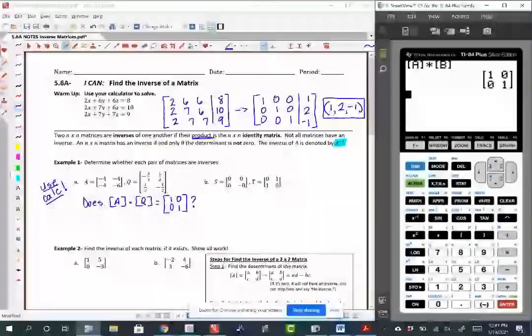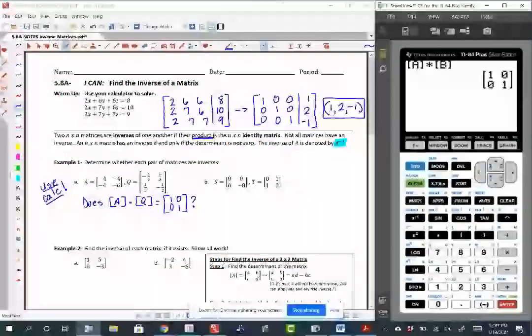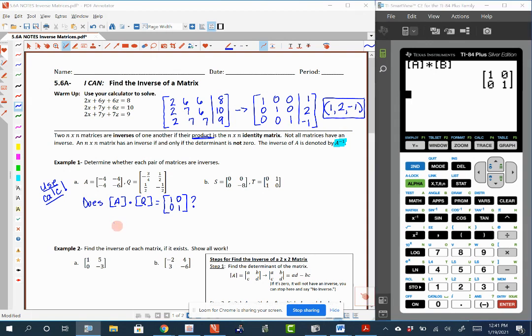So when I multiply these two matrices together, if I get the identity matrix, then yes, these are inverses. So that's what the question was asking us, is determine whether each pair of matrices are inverses. So my answer here is yes. When we multiplied them together, and we used our calculator, we got the identity matrix. So let's try this again on problem B.